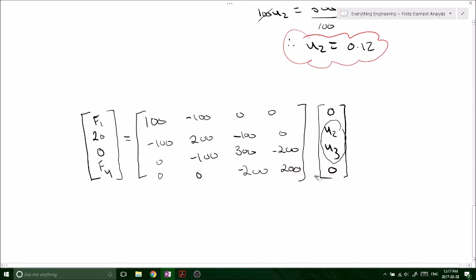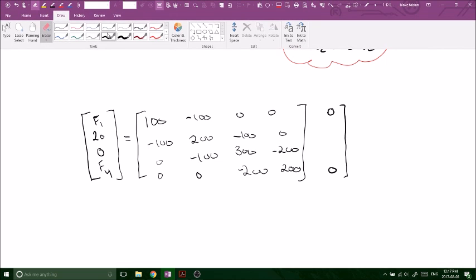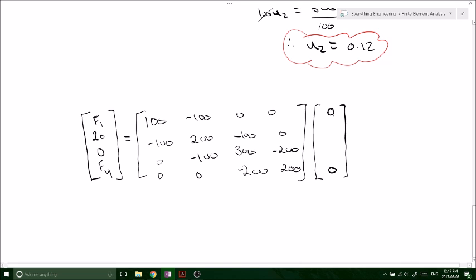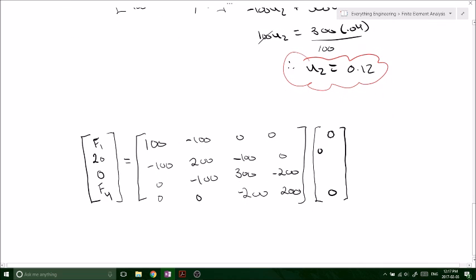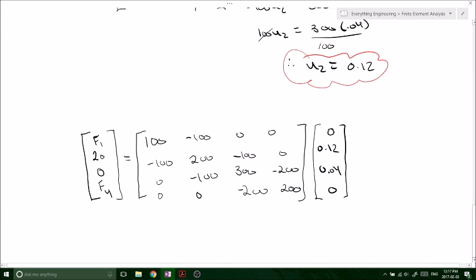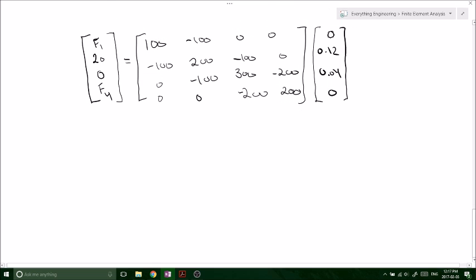Okay, so now looking back at our matrix that we crossed out our rows and columns for, we can plug in our values for U2 and U3. So U2 was 0.12 and U3 was 0.04. So now we have a system of equations and we just have our unknowns F1 and F4. In order to solve for these, all we have to do is matrix multiplication. F1 is equal to, if you remember linear algebra, our first row times our displacement vector, and that's all we have to do to find our force. See, it's simple.